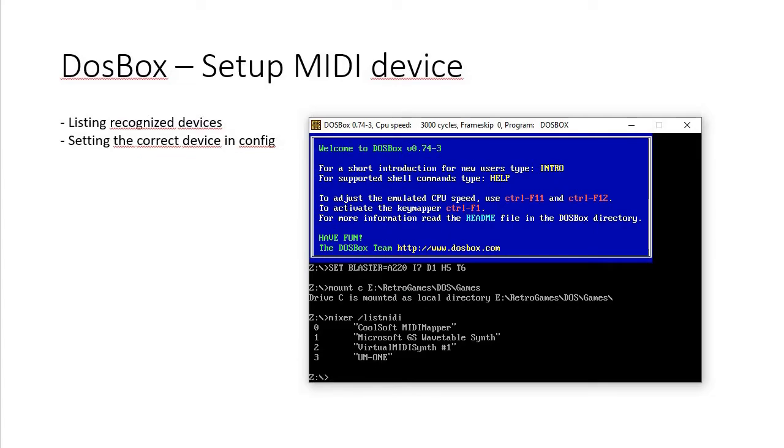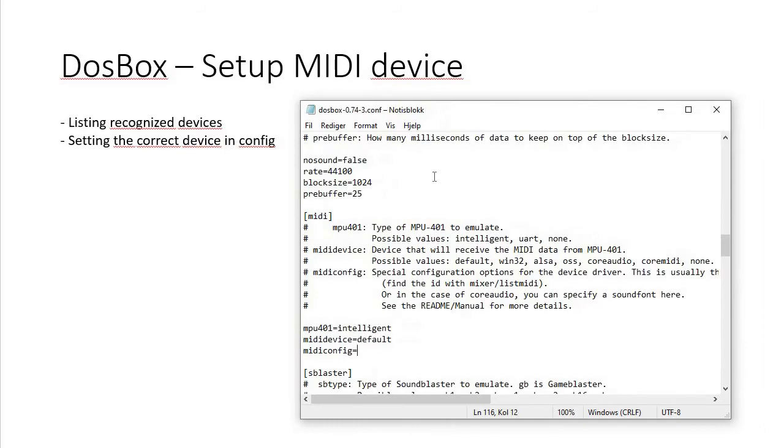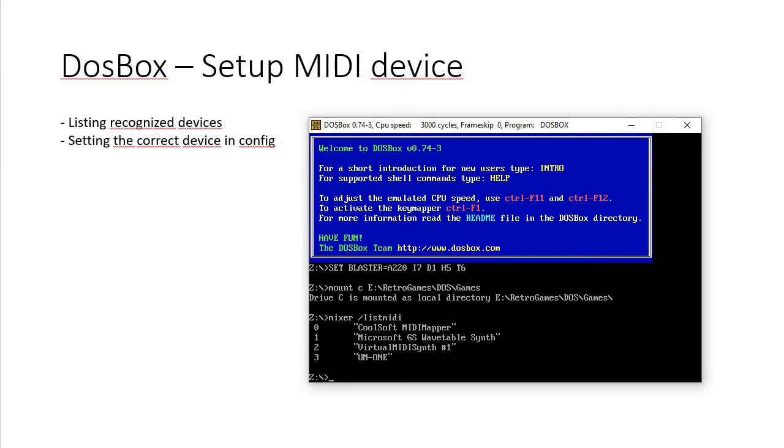Then we need to change the DosBox config file accordingly. And the section you want to change is the MIDI config. This is by default not set, but you set this to the device number listed, in our case this was 3, and you save the DosBox config file. And that's it. Next we will look at launching some games and listening to some music.